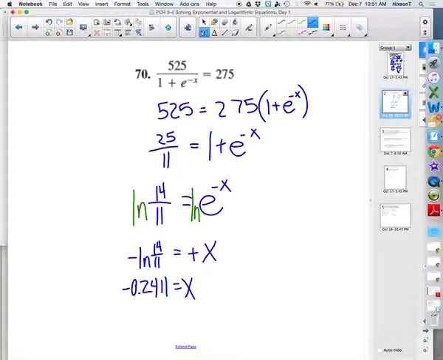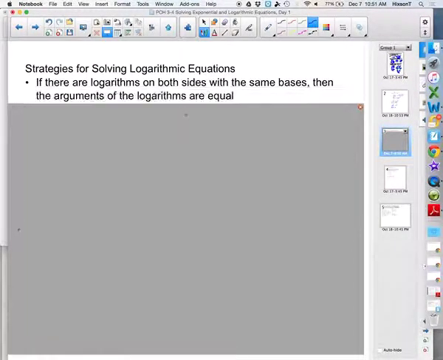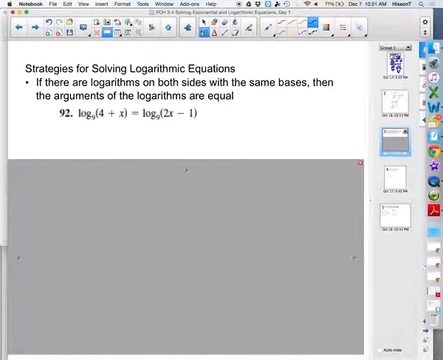Okay, now for logarithms, there are 3 kind of cases that we want to look at as well. Again, we have the case where we have them on both sides of the equation but the bases are the same. And just like our exponentials, if logarithms on both sides of the equation have the same bases, then the arguments of those logarithms are equal. So here we have a log base 9 on both sides, so we know what? 4 plus x equals 2x minus 1.